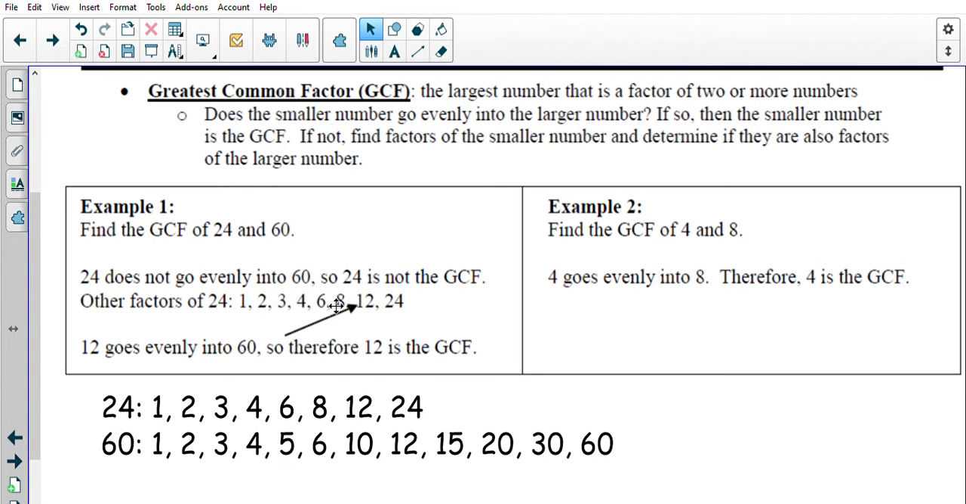When I go through this list, I know that 24 doesn't go into 60 evenly, but 12 does. In fact, it goes into 60 exactly 5 times. So I know that 12 is my greatest common factor.